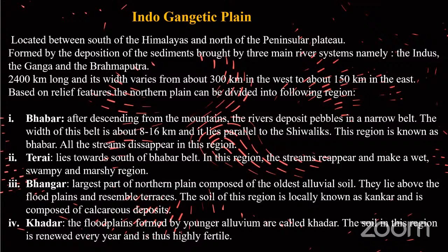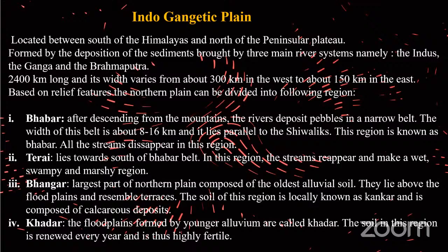Okay. It is located between the south of the Himalayas and the north of the Peninsular Plateau, formed by the deposition of sediments brought by three main river systems, namely the Indus, Ganga, and Brahmaputra. It is 2,400 kilometers long, and its width varies from about 300 kilometers in the west to about 150 kilometers in the east. Based on the relief features, the northern plain can be divided into the following regions.